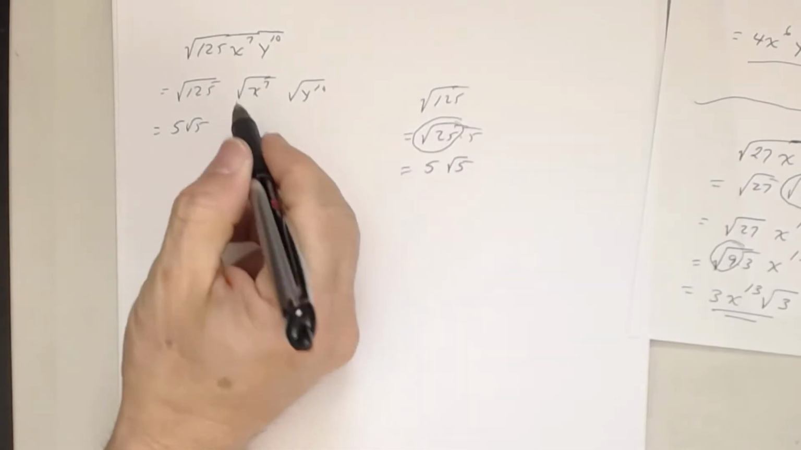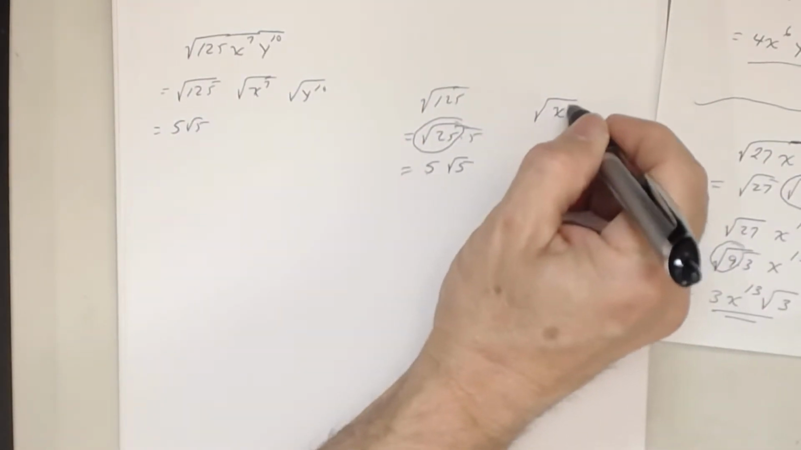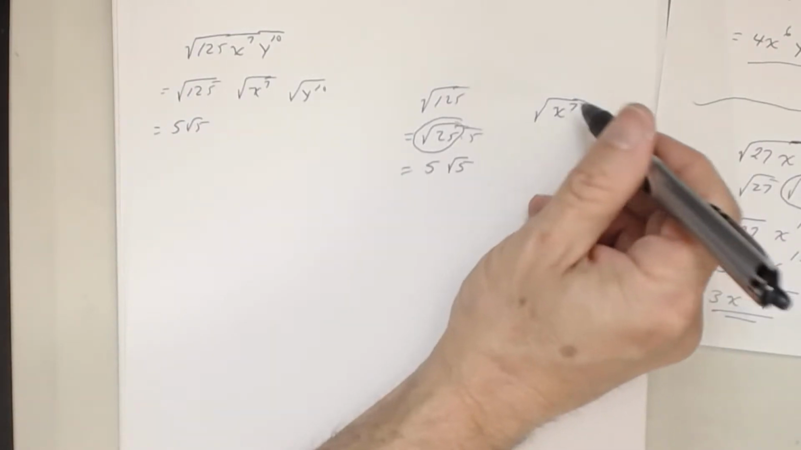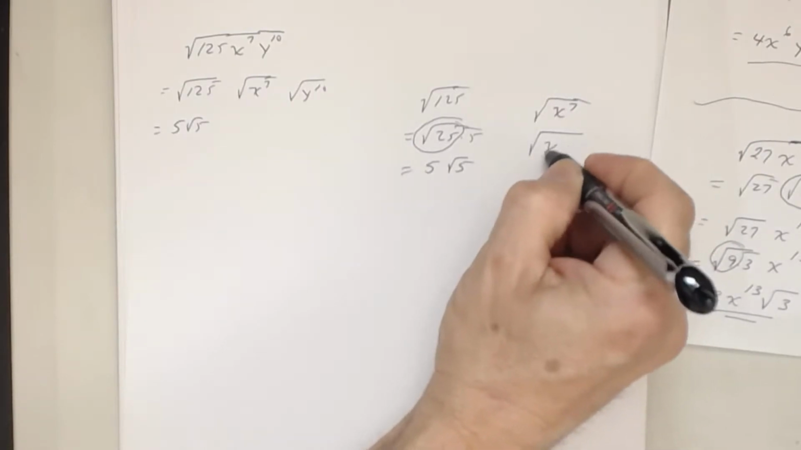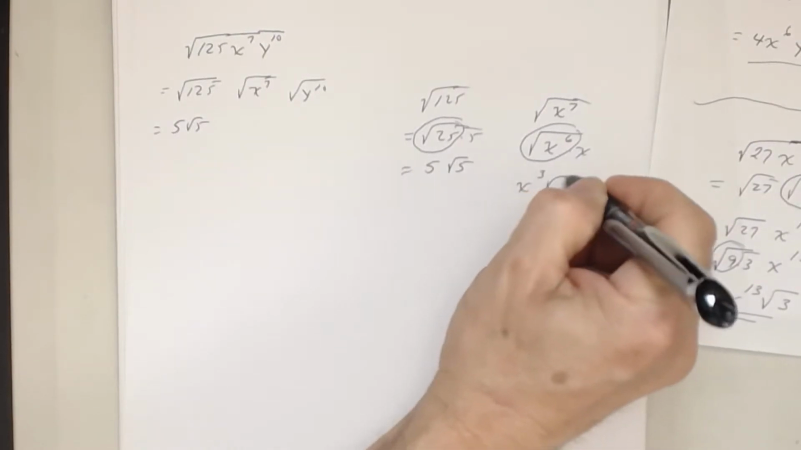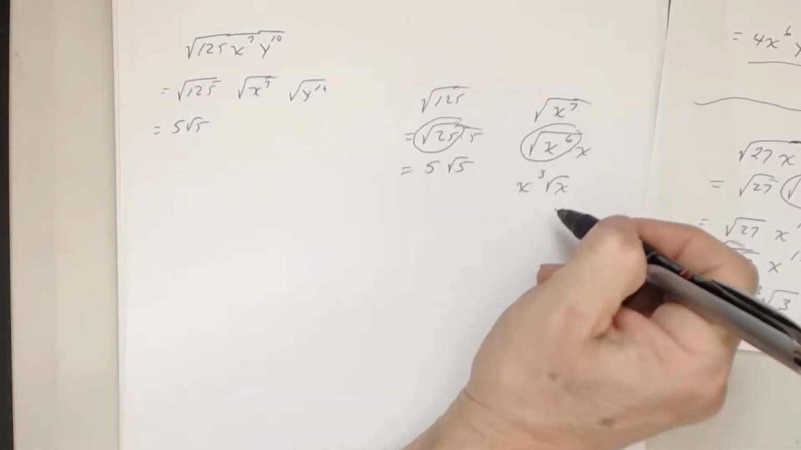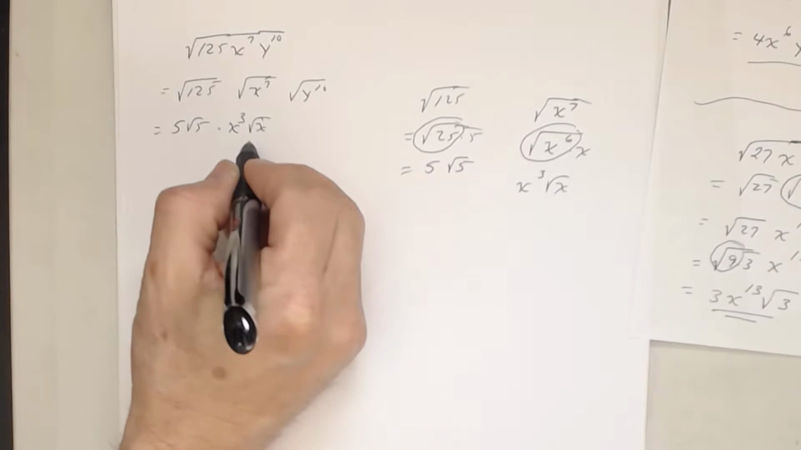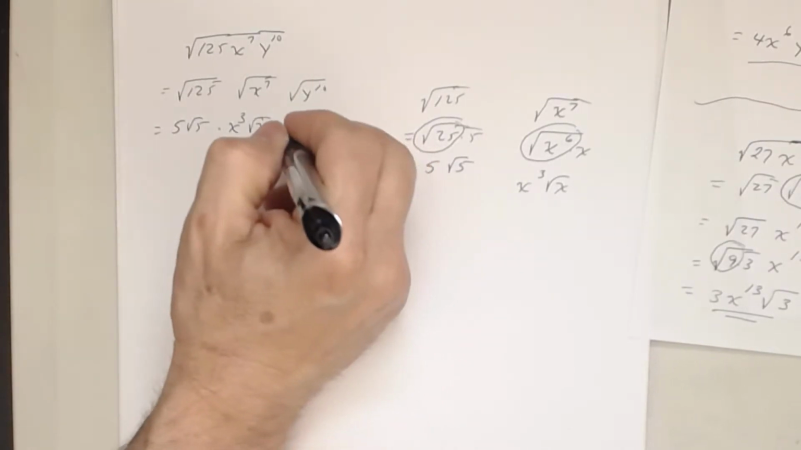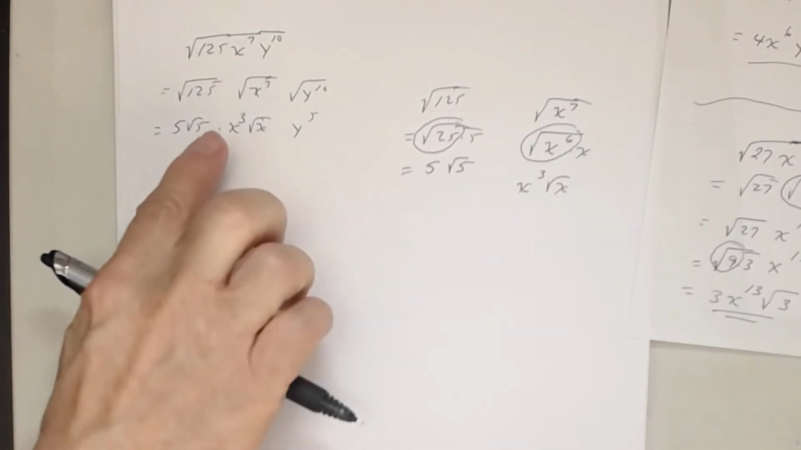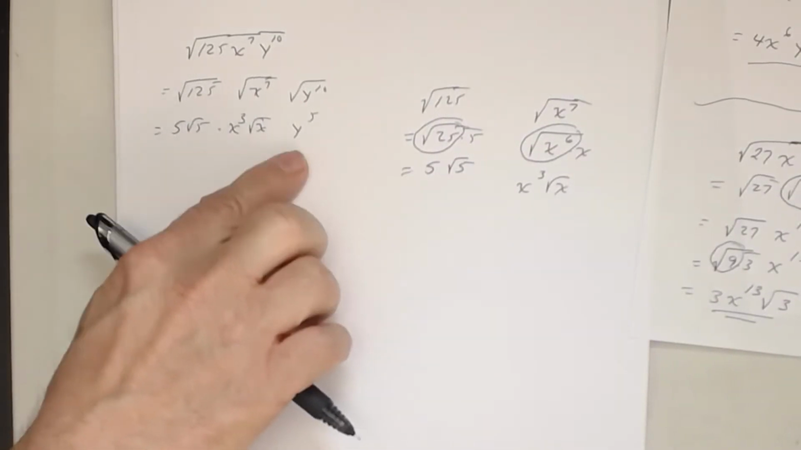Okay? Now let's talk about the square root of x to the 7th. What's the largest number less than 7 that 2 goes into? So that's square root of x to the 6 times x. What's the square root of x to the 6? That's x to the 3rd square root of x, right? You agree? So that goes here. So times x cubed square root of x. And then square root of y to the 10th, that's just what? y to the 5th. Okay, so that's where I'm at. So a bunch of little factors to see here. You see 5, you see square root of 5, you see x cubed, you see square root of x, you see y to the 5th.